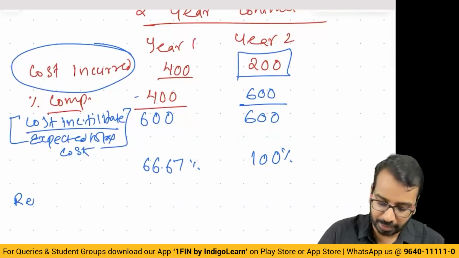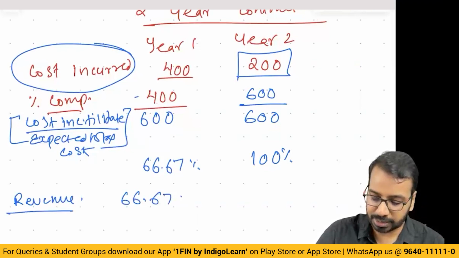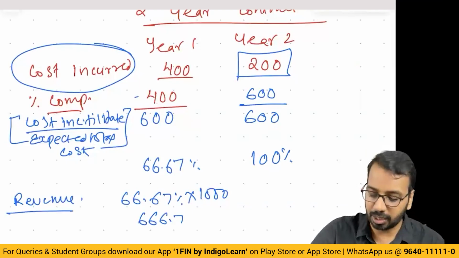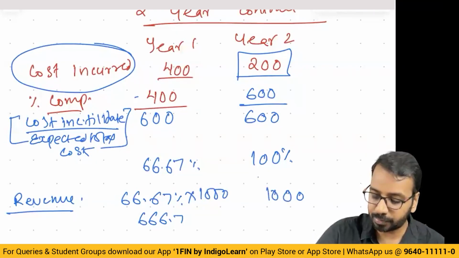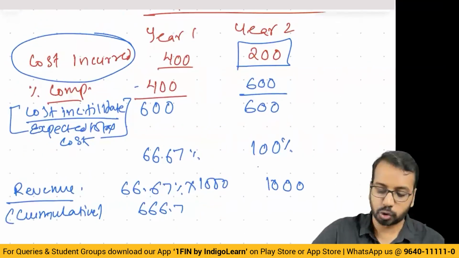Now, revenue that we will recognize is 66.67% multiplied by 1000, that is 666.7. Here, by the end of year 2, 100% revenue means 1000. So this is cumulative.